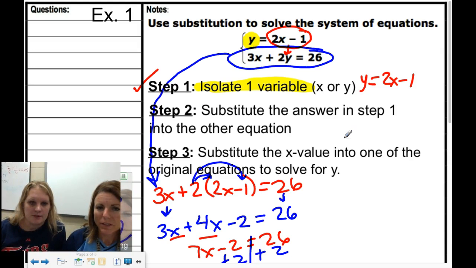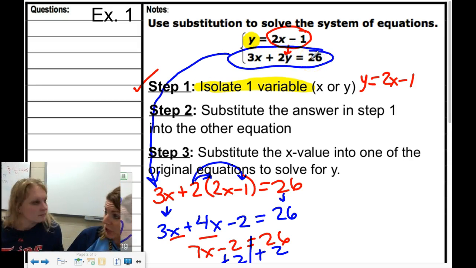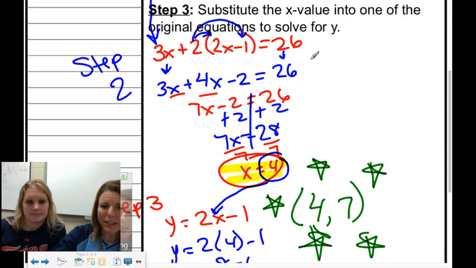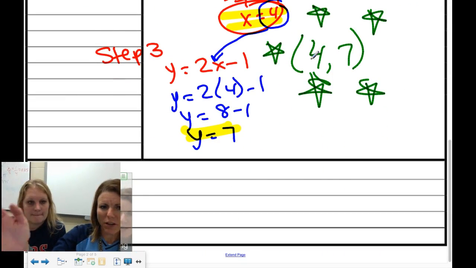If we go up and you see right up here, if we plug in our 4 for x and our 7 for y, we will get 26. Exactly. So you can always check your answer that way. I like that. All right, so I think that's it for that page.